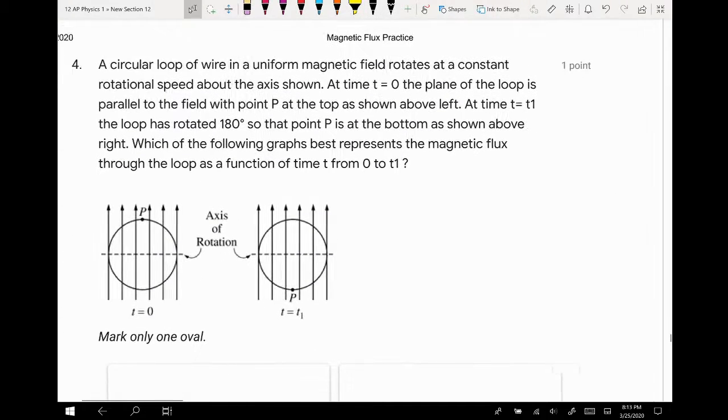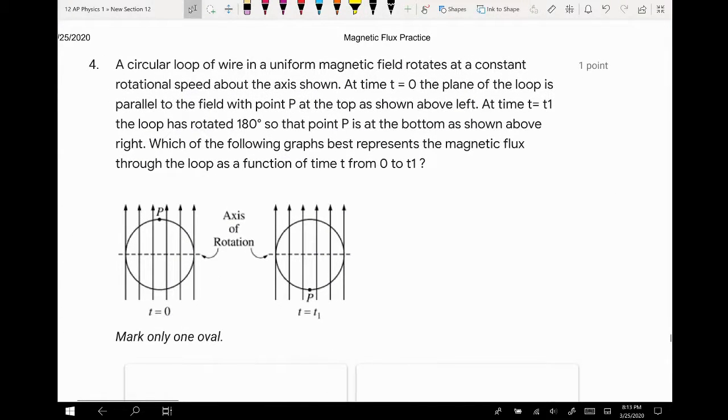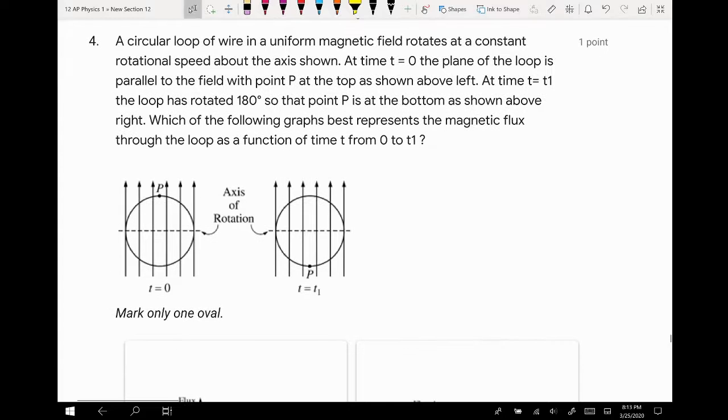This one: a circular loop of wire and a uniform magnetic field rotates at a constant rotational speed about the axis shown. At time t equals 0, the plane of the loop is parallel to the field with point P at the top as shown above left. At time t1, the loop has rotated 180 degrees, so the point P is at the bottom as shown in this right image. Which of the following graphs best presents the magnetic flux through the loop as a function of t from 0 to t1?